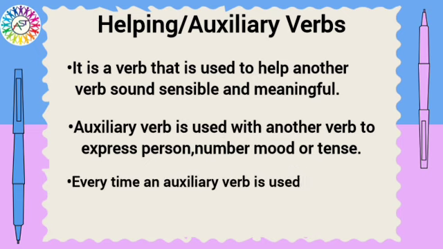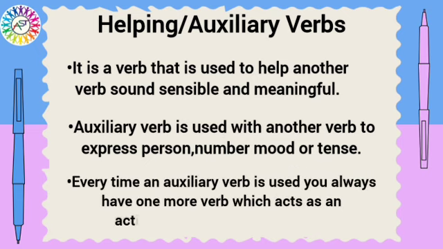Every time an auxiliary verb is used, you always have one more verb. Keep this in mind that you always have one more word with auxiliary verbs, which acts as an action verb. That is the main verb. Okay, so one is the helping verb and another word in the sentence is the main verb. Let's see some examples related to it.